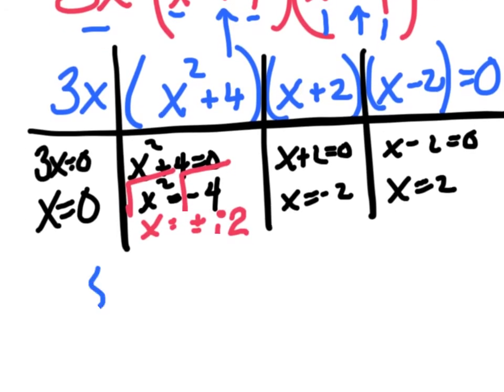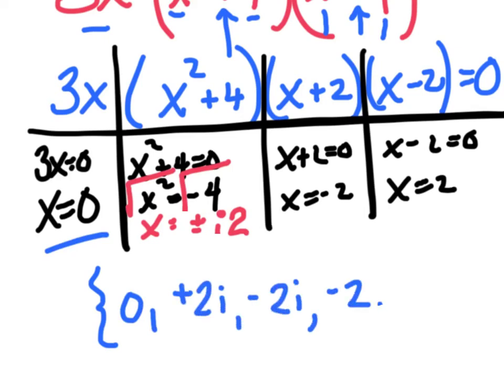And I should get 5 answers. So I've got my 0, I've got my plus 2i, I've got my minus 2i, my negative 2, and my positive 2, for a total of 5 answers.